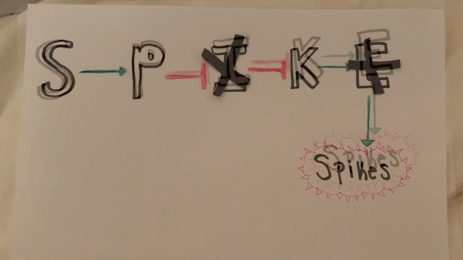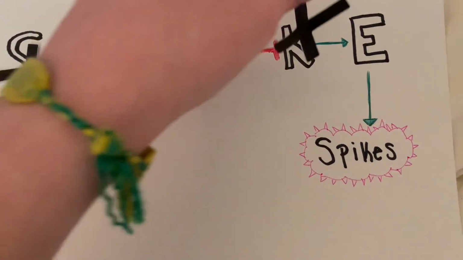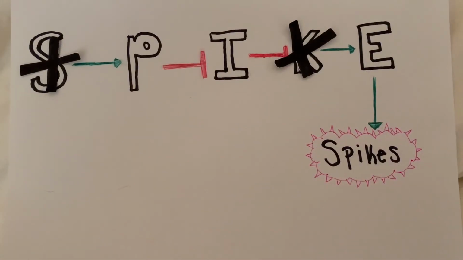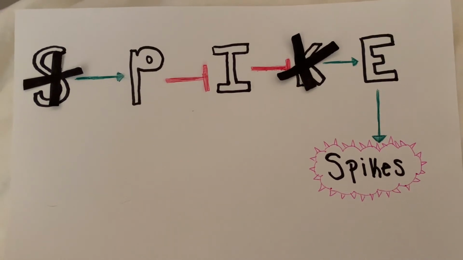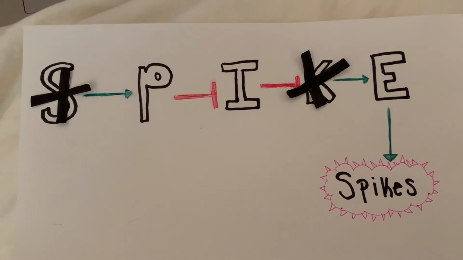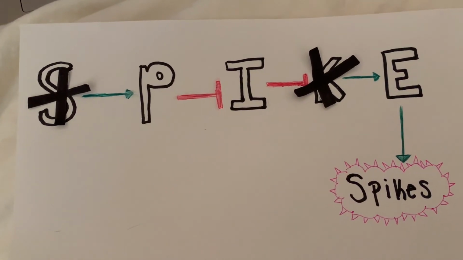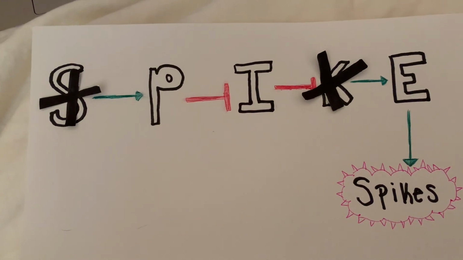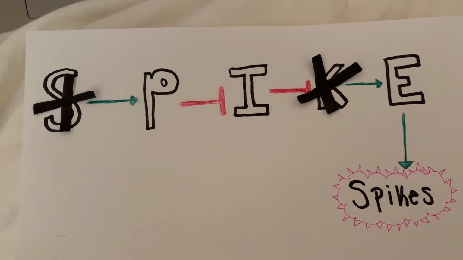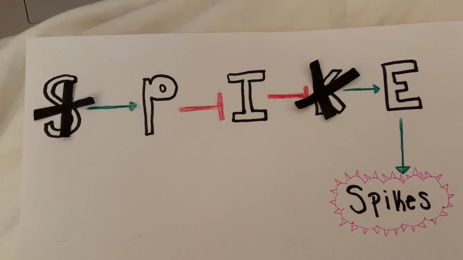be formed. The last mutation Bob was curious about seeing was in the S and in the K. Because the S is mutated, it is not able to promote the P, and the P will not be able to block the I. I will then be blocking K, but since K has a mutation, this means it cannot promote the E. Since E is not being promoted, this means that E will not be able to promote the spikes. This means that there will be no spikes formed in this dragon either.